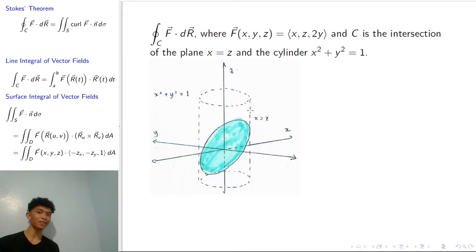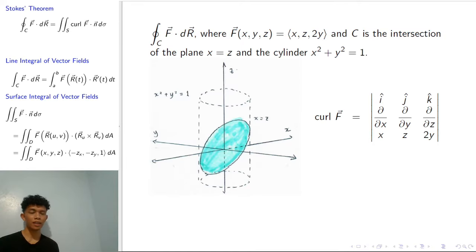So again, you have your cylinder, x squared plus y squared equal to 1, and you have your plane x equal to z, giving us this very nice intersection. So instead of computing the integral over the intersection, we just use Stokes' theorem by first finding the curl of your vector field f.